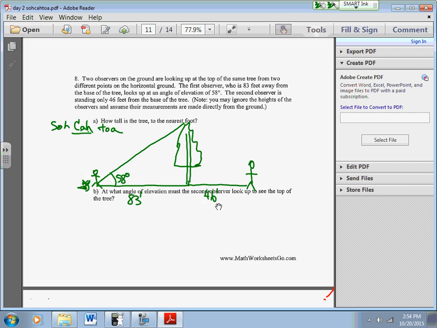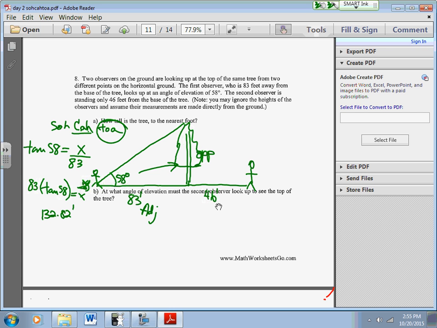It says, how tall is the tree? So do you guys agree that the opposite and the adjacent will help us? So that would be tangent. So tangent of 58 is equal to the height of the tree over 83. Right? Multiply 83 times tangent of 58. 132.82.